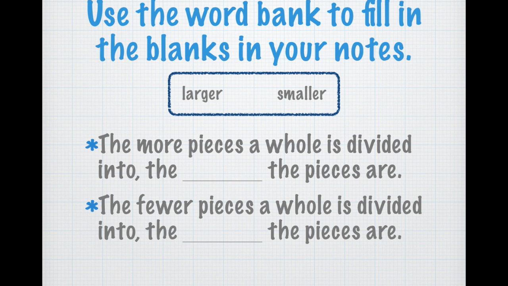So use the word bank to fill in the blanks in your notes, and we will check these in class tomorrow. So your choices are larger and smaller. In your first sentence, the more pieces a whole is divided into, the blank the pieces are. And next we have the fewer pieces a whole is divided into, the blank the pieces are. So you have to take one word, larger is going to go in one blank, and smaller goes into the other blank. And we'll check our blanks tomorrow.